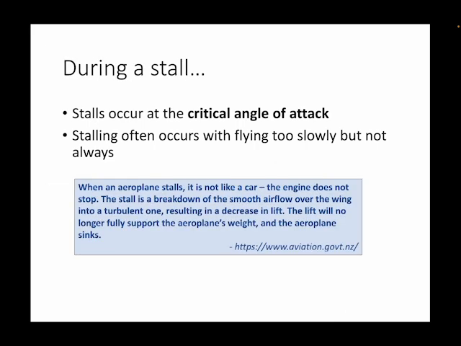So here's a quote from this aviation website. When an aeroplane stalls, this is the British spelling here, it is not like a car, so the engine is not stopping. Don't think about the airplane stalling as the engine stopping. The stall is a breakdown of the smooth airflow over the wing into a turbulent airflow, and that results in a decrease in lift. The lift will no longer support the airplane's weight, and the airplane will sink.